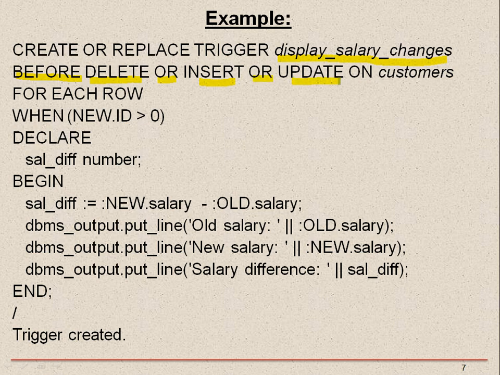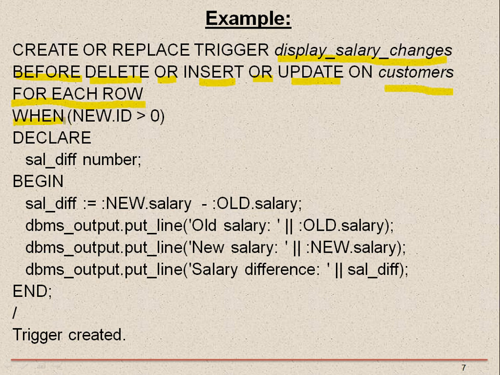So I want to perform each and every condition: insert, update, and delete. But before these three transactions, my table name is customers. On the customer table, I am creating the trigger which performs before insert, before update, before delete. Then I am writing here FOR EACH ROW, that means I want all rows to be affected.